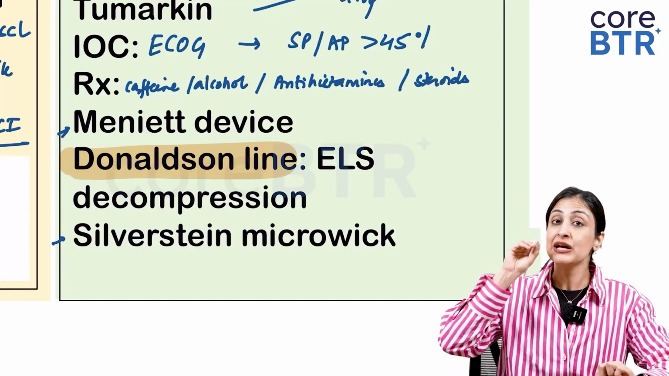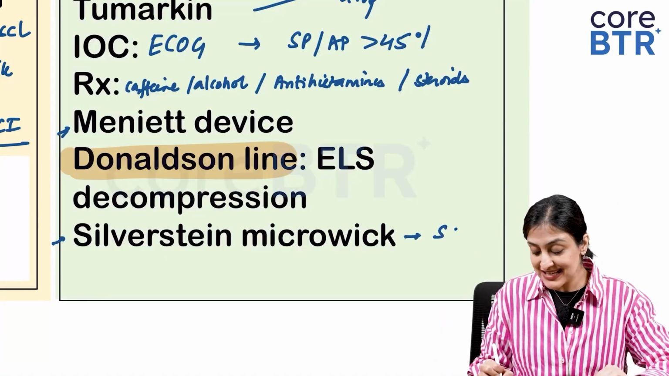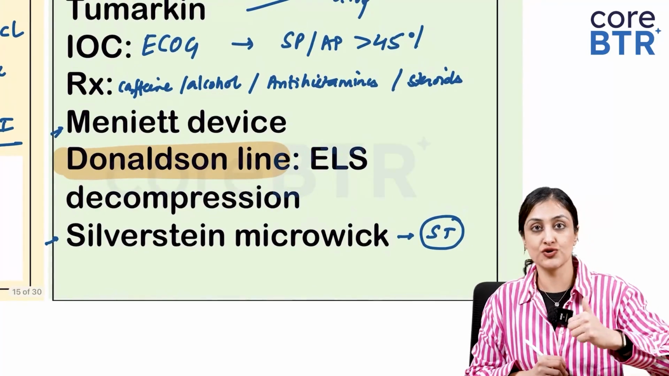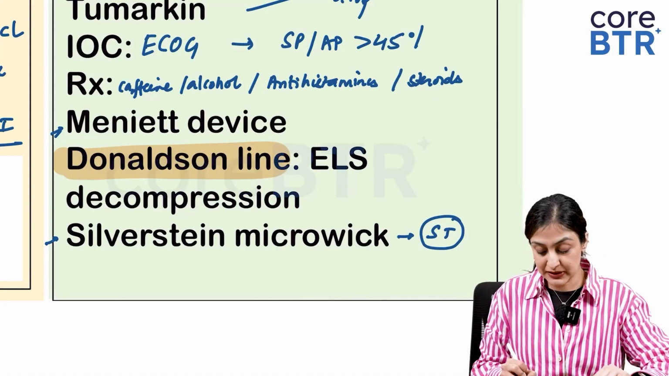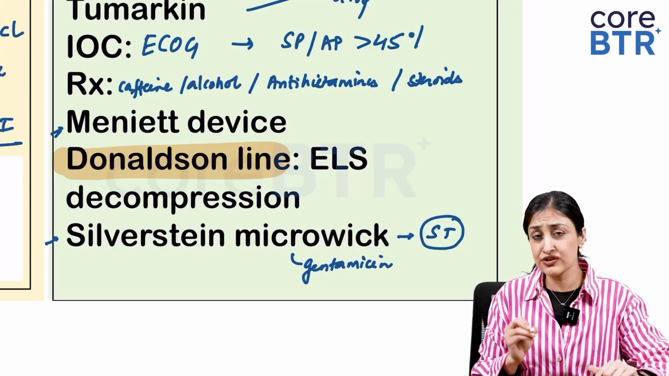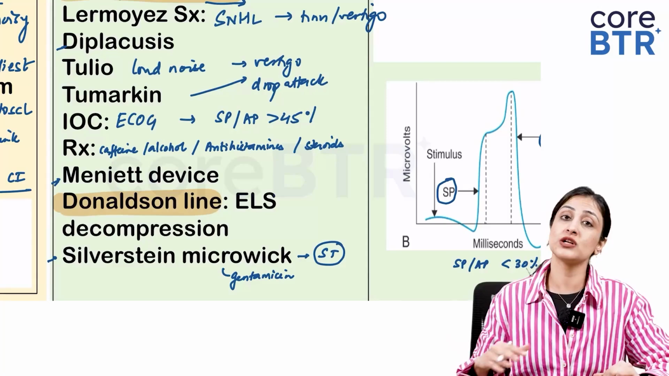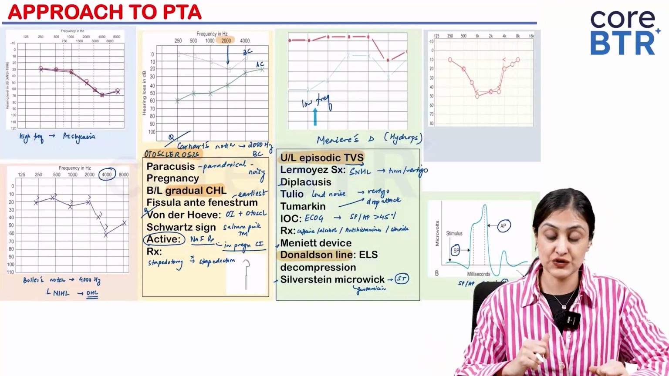So what are we doing? We're putting a microwick right into the inner ear. Where do we do that? Scala tympani. Exactly where we put the cochlear implant electrode also, which we will learn. So we put a microwick in scala tympani, and you know what we are putting? We are putting gentamicin inside, an ototoxic drug inside the ear. So this is your end stage where nothing is working. Kill the ear, right? So this is Meniere's disease.